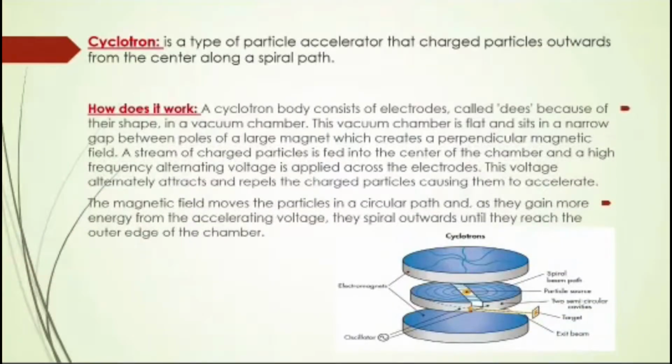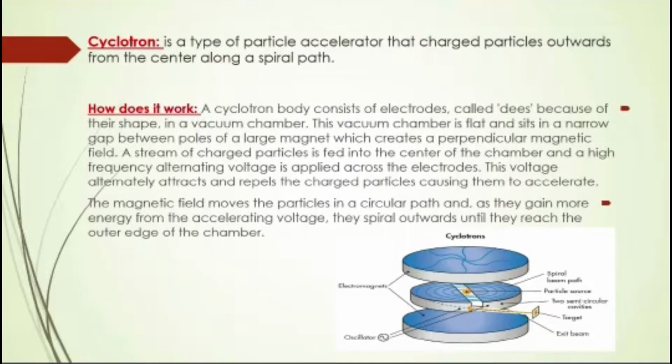Cyclotron. A cyclotron is a type of particle accelerator that charges the particle outward from the center along a spiral path. How does it work? A cyclotron body consists of electrodes called Ds because of their shape in a vacuum chamber. This vacuum chamber is flat and sits in a narrow gap between the poles of a large magnet, which creates a perpendicular magnetic field.